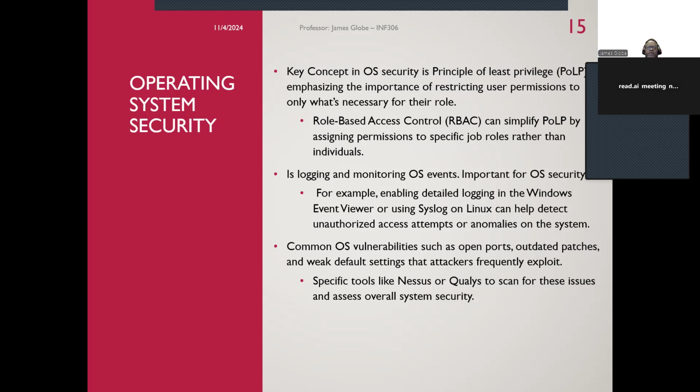Common OS vulnerabilities such as open ports, outdated patches, and weak default settings are frequently exploited by cyber threat criminals. And again, specific tools like Nexus and Qualys will help you not only identify, but help you with finding patches or how to mitigate those vulnerabilities, and help you prioritize too. I forgot to mention that.